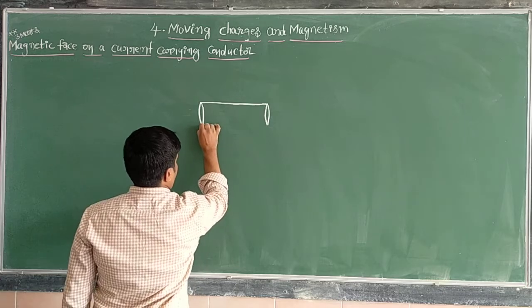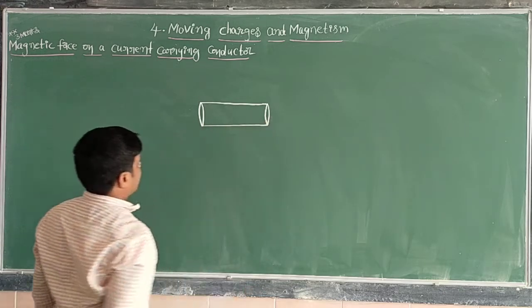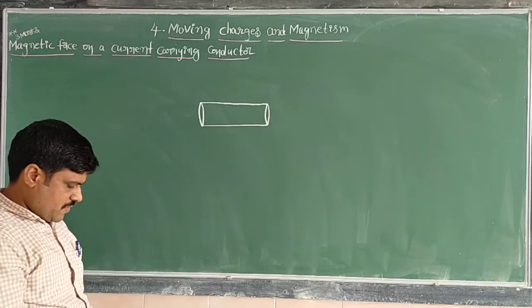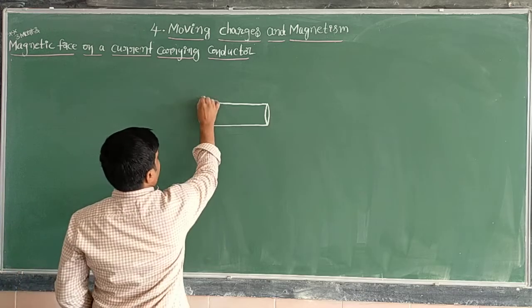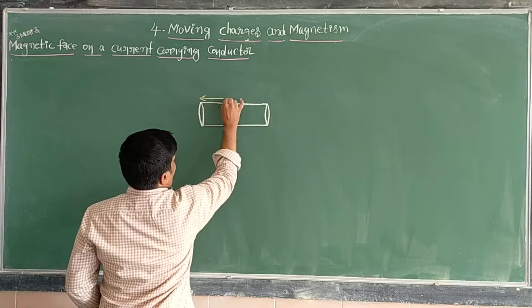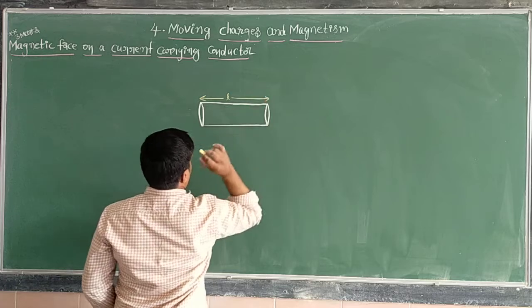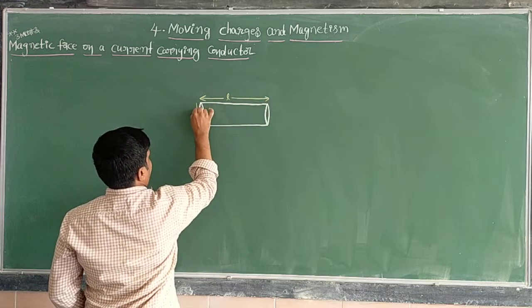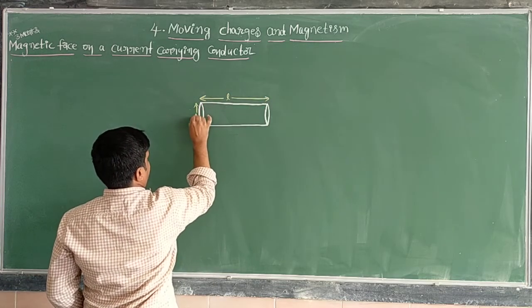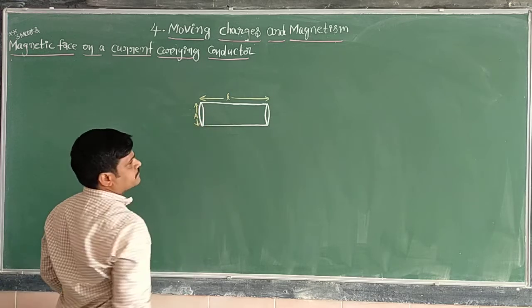This is a current carrying conductor. What is the length of the current carrying conductor? The length of the conductor is L, and A is the area of the conductor.